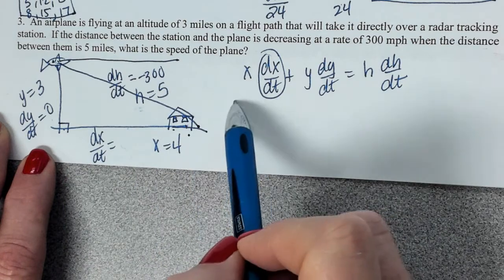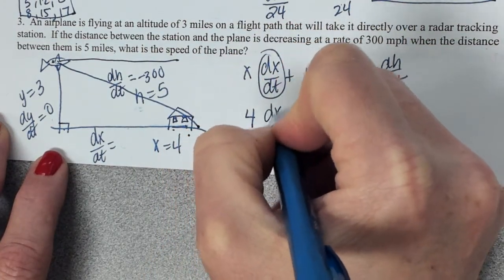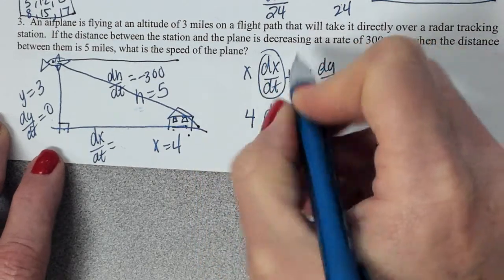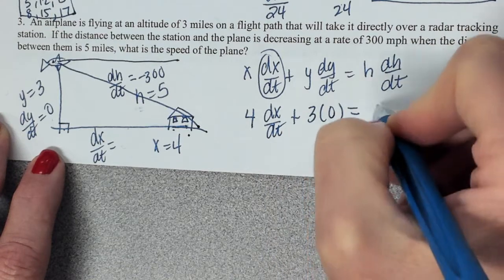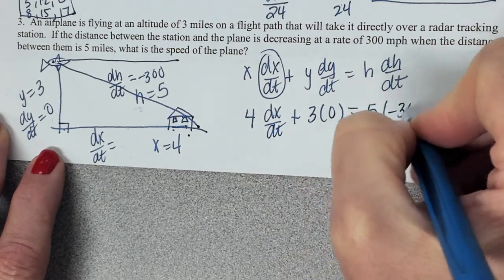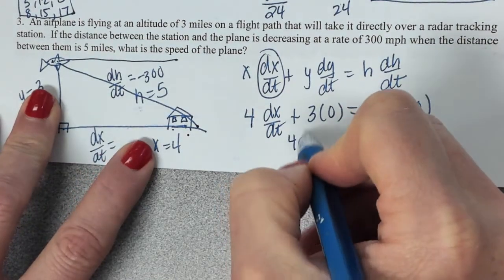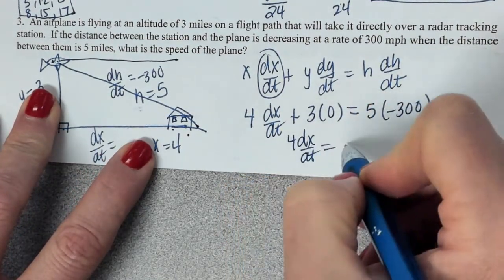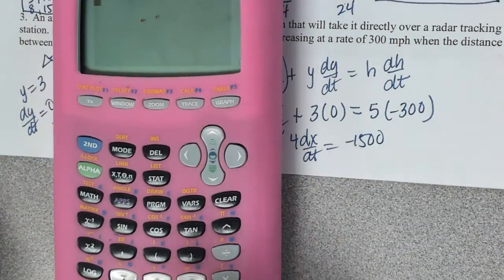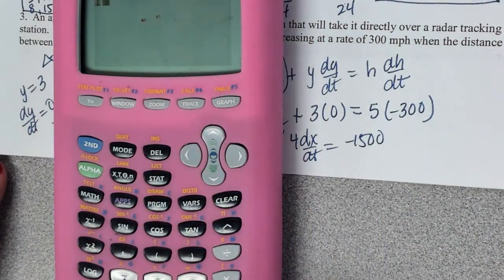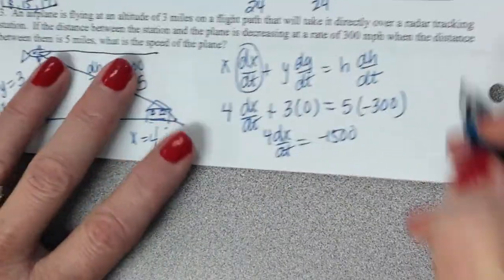All right, so now we're going to substitute everything in. We've got x is 4. Dx dt is what we're solving for. Y is 3. Dy dt is 0. H is 5. And dh dt is negative 300. So we have 4 dx dt equals negative 1500. Figure that out. 1500 divided by 4, 375.